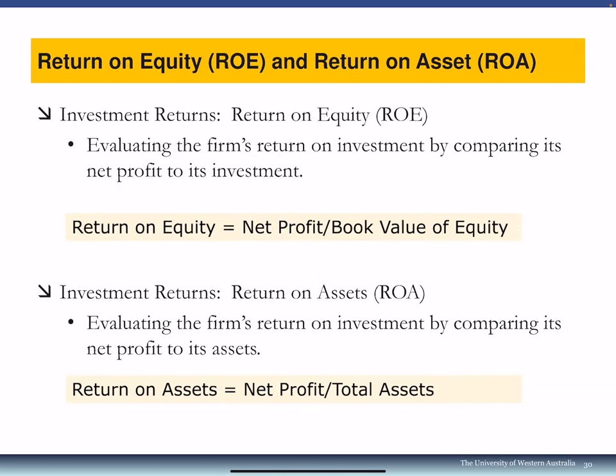The other two important ratios here are return on equity, ROE, and return on assets, ROA. Return on equity evaluates the firm's return on investment by comparing its net profit to investment. Sometimes you do that with net profit divided by book value of equity. Sometimes you can also have net profit divided by market value of equity, but it's more common to see net profit divided by book value of equity, ROE. ROA is the same thing: net profit, coming from the income statement, divided by total assets, which comes from the balance sheet, right?